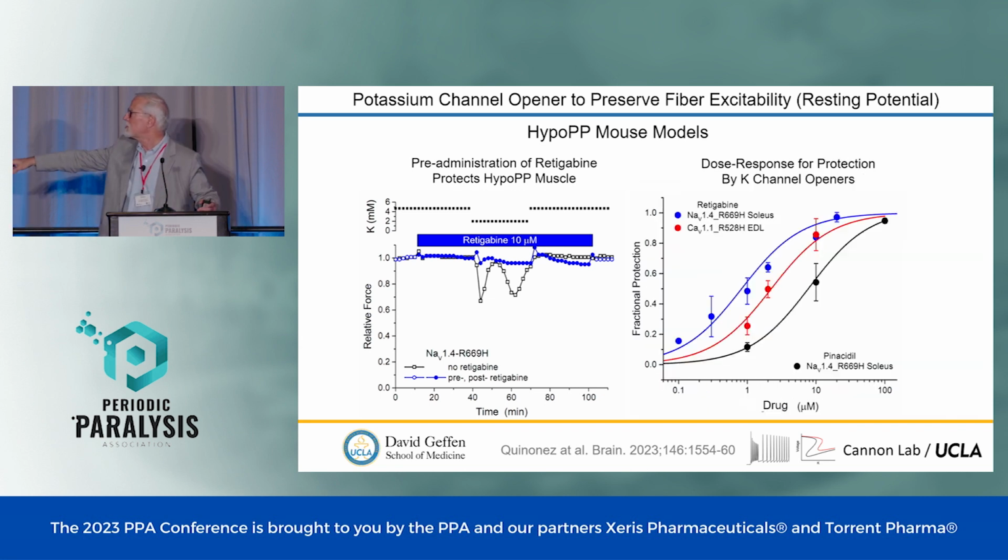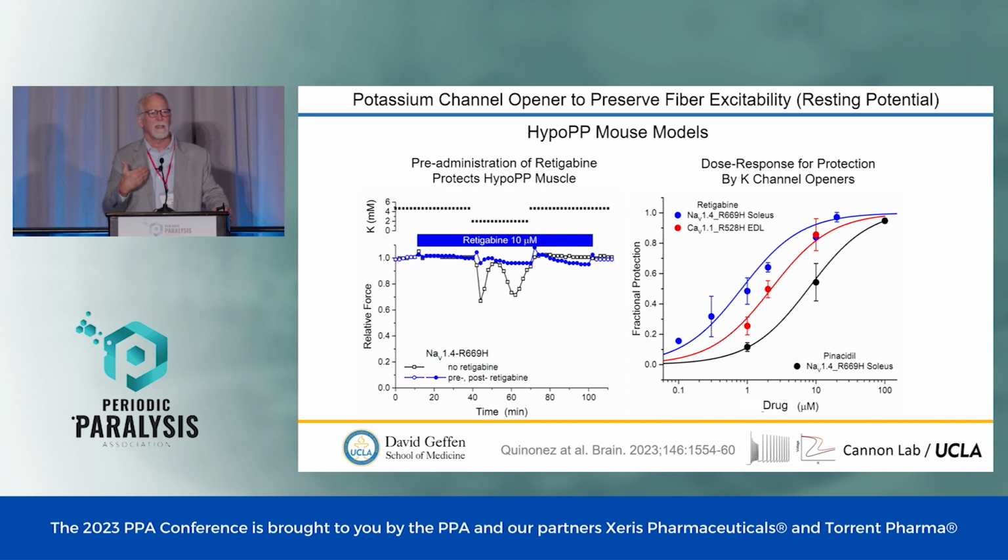This is the dose response. The bottom is the concentration of the drug. And on the y-axis, you're looking at how much protection you're getting. So the bigger the number, the more protected you are. And the point is, for either sodium channel or calcium channel hypo-PP, either one of those mice, it's really impactful level of protection, even with as low as 1 micromolar concentration of the drug.